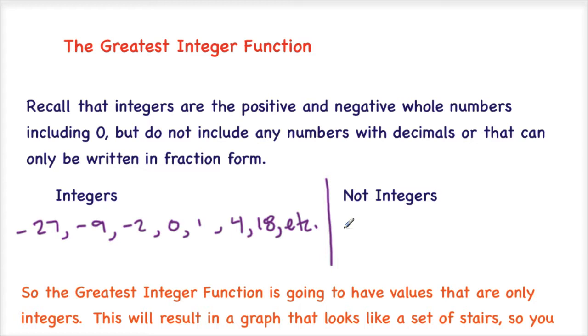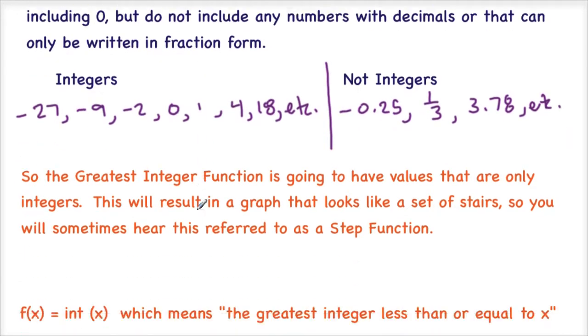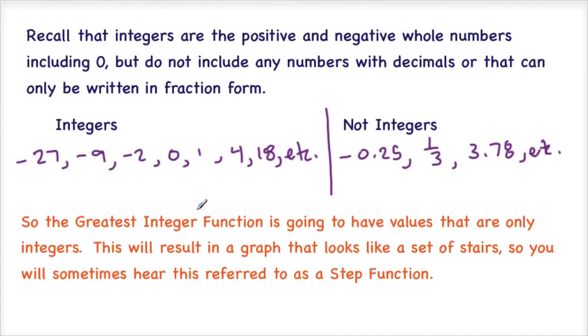Could also include 0, and it's going to be just whole numbers there. So not integers would be numbers like negative 0.25 or 1/3 or something like 3.78, that sort of thing. So any number that has decimals or fraction form only, we would call those non-integers, okay? They're still real numbers, but they're not part of the set of integers. So when we're talking about the greatest integer function, it's going to have values that are only integers.